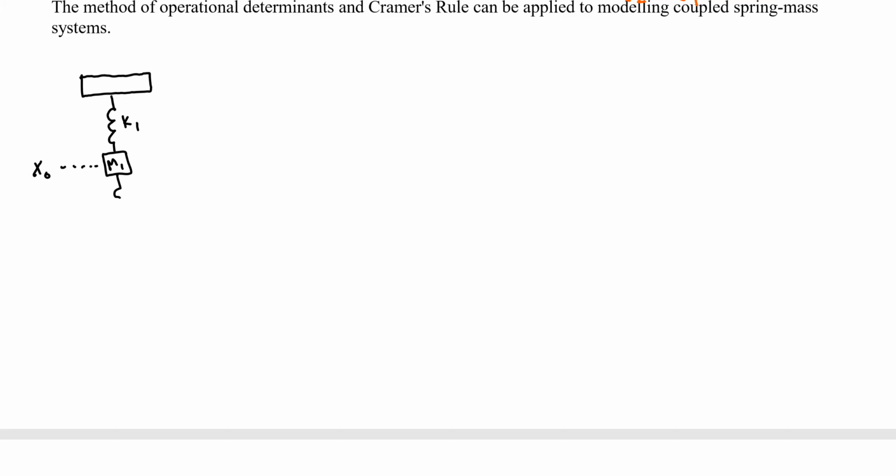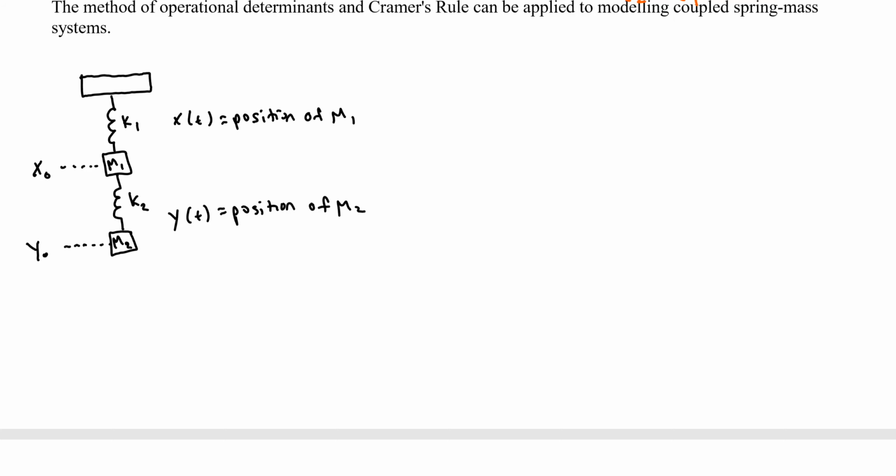Then we're going to couple that with another spring and another mass. That second mass is called M sub 2, and we're looking at K sub 2 for the spring constant there. We'll assume that the equilibrium position for mass 2 is Y naught. So again, X of t is the position of mass M1, and Y of t is the position of mass 2.